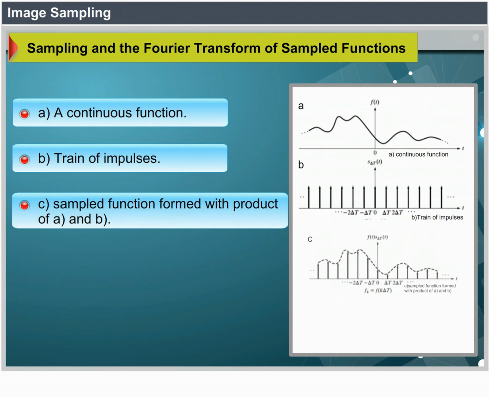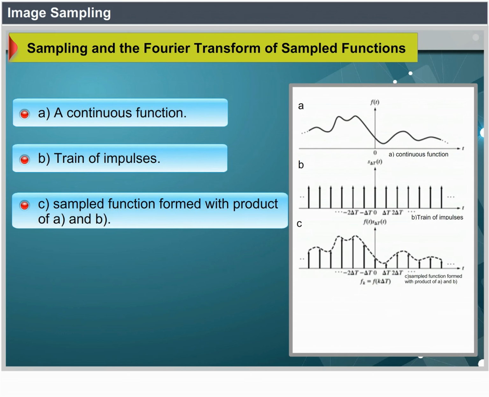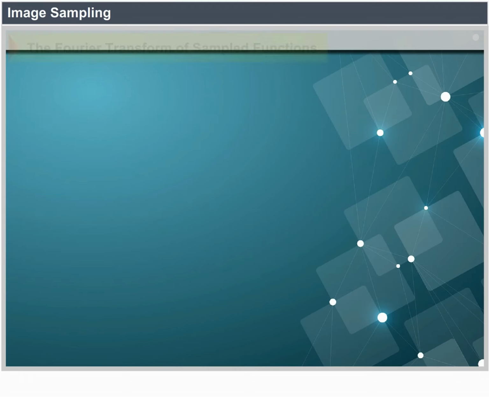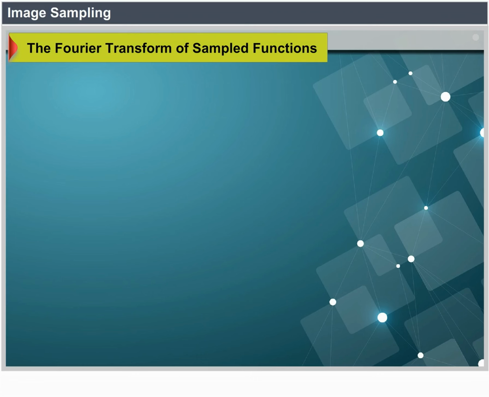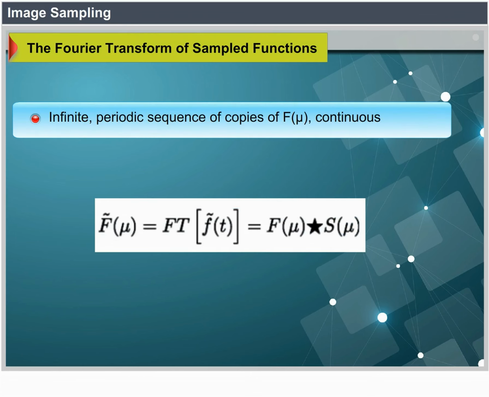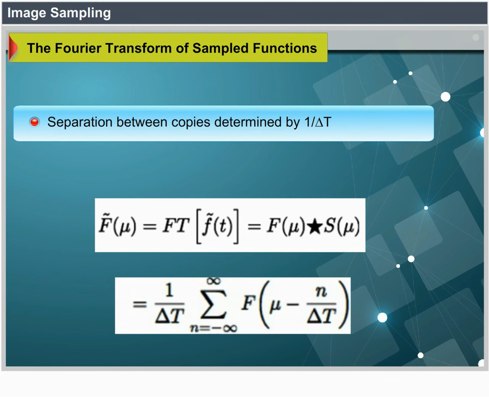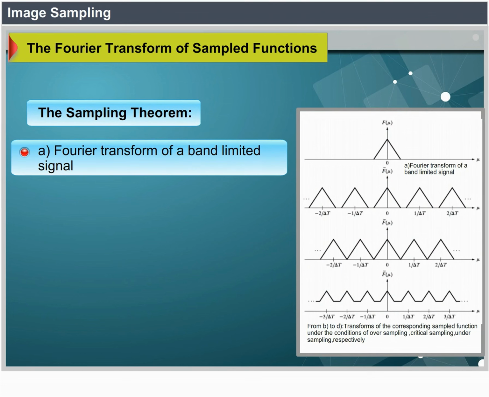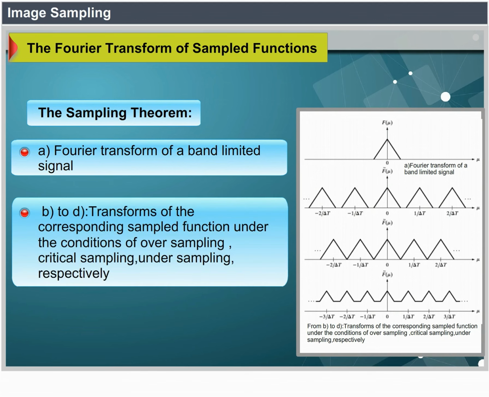The sampling theorem. In the figure, A is the Fourier transform of a band-limited signal. B to D are transforms of the corresponding sampled function under the conditions of oversampling, critical sampling, and undersampling, respectively. A function f(t) whose Fourier transform is 0 for values of frequencies outside a finite interval or band [-μmax, μmax] about the origin is called a band-limited function. Sufficient separation is guaranteed if 1/ΔT is greater than 2μmax.